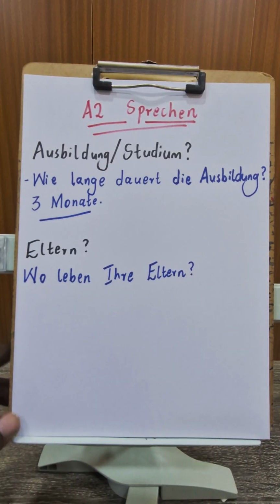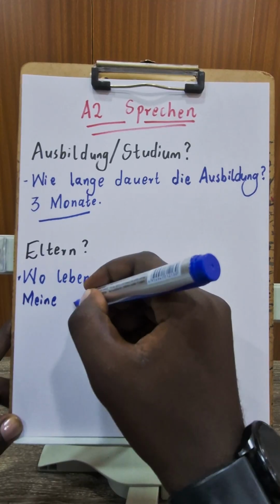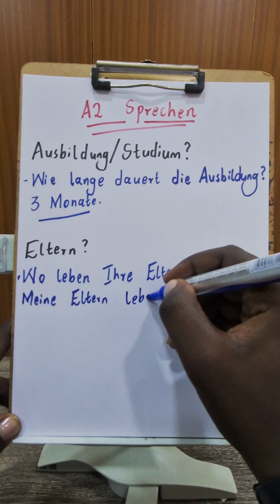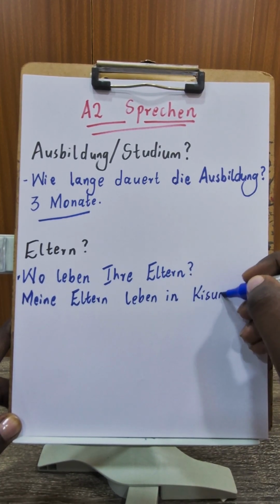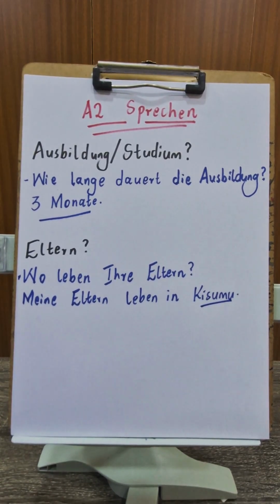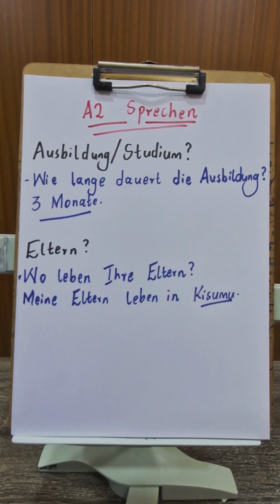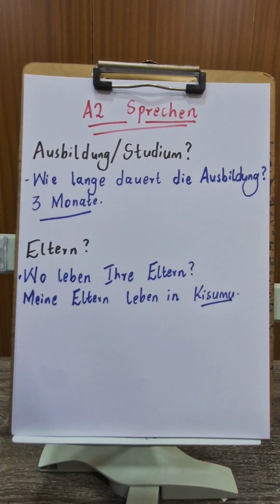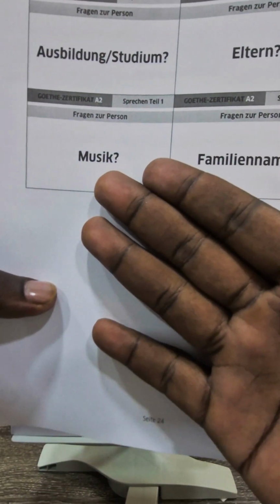You answer, meine Eltern leben in, for example, Kisumu. Meine Eltern leben in Kisumu. My parents live in, and then you say whichever place. So that is Eltern, parents. I'm only giving one question for each, so that you also go ahead and form your own example questions with the rest. Now, how about music?